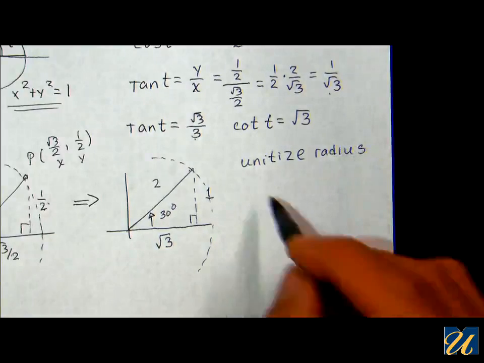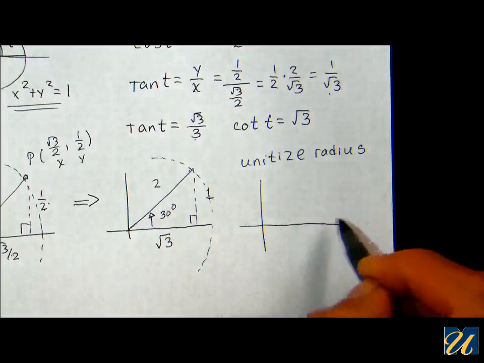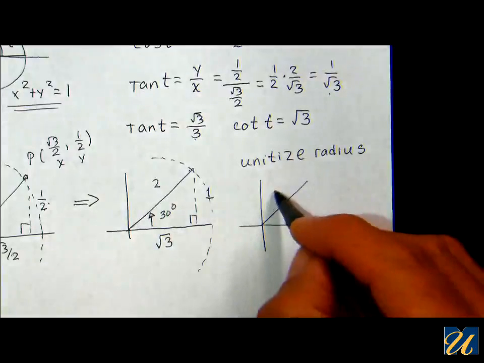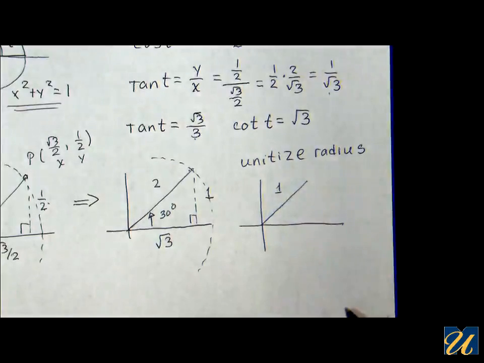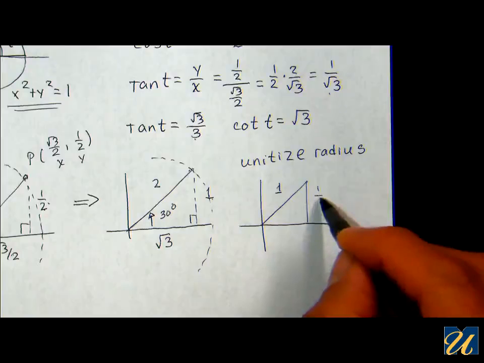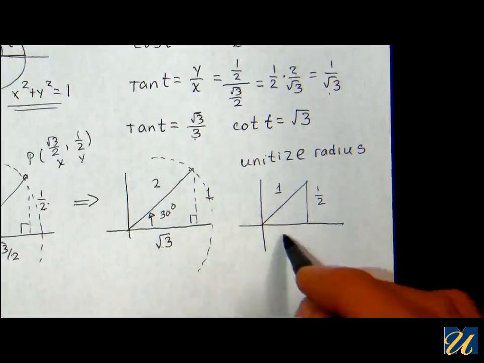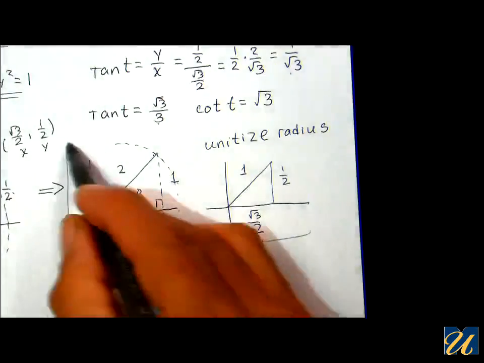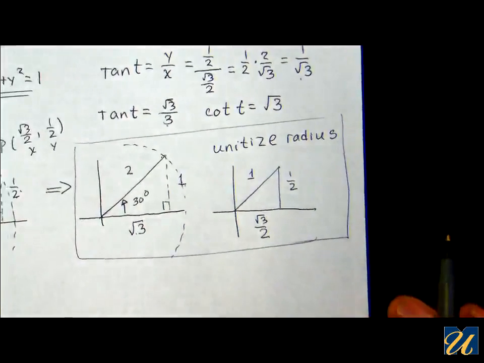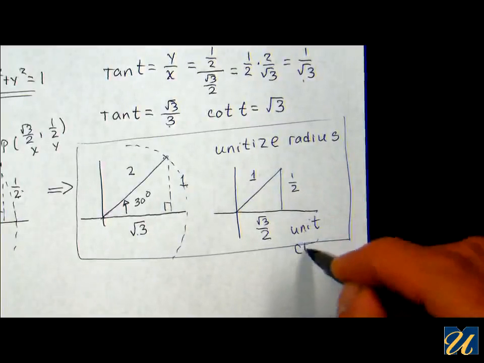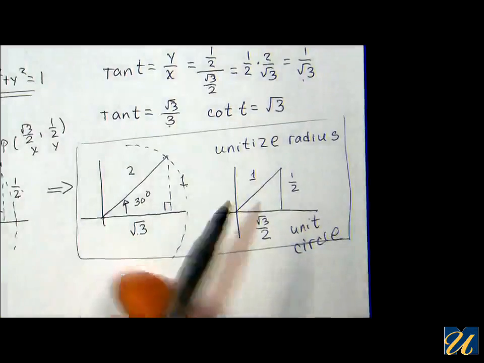Well, we make a proportional triangle is what we do. If this length is 2, we wish it to be 1, we'll divide this by 2. So 2 divided by 2 is 1. But if you divide that length in half, you have to also divide this length in half, that makes it 1/2. Divide this length in half, that's root 3 over 2. So these two here are proportional to one another. This one's on the unit circle, and this one's not on the unit circle.